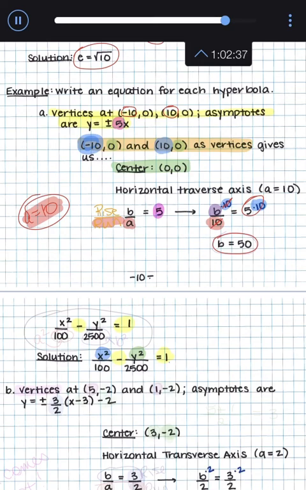My a was 10. Remember, the a squared is your major axis, goes underneath your x. And we just found b. That's going to go under your y because it's your minor axis. Again, it has to get squared. 50 squared is 2,500. The a was 10. That's why when you square it, you get 100. And that's it. So we've got x squared over 100 minus y squared over 2,500 equals 1. That is our equation for our hyperbola. Let's look at problem B.